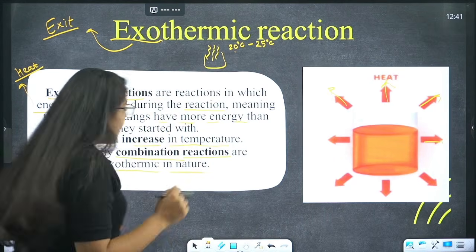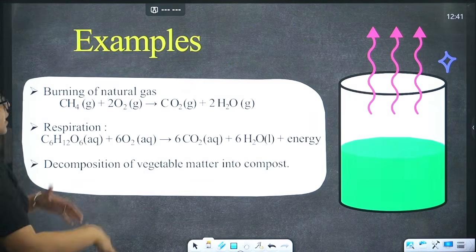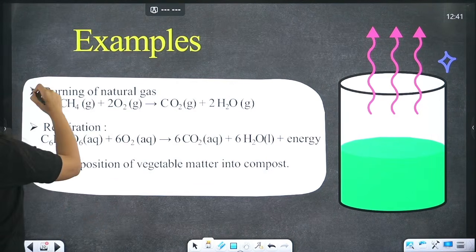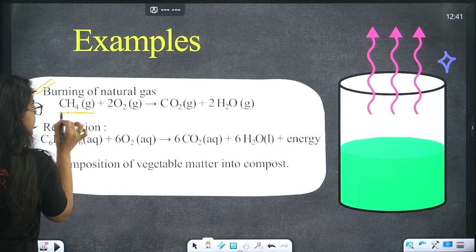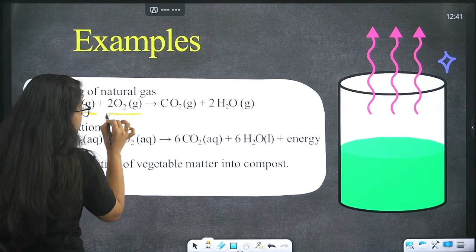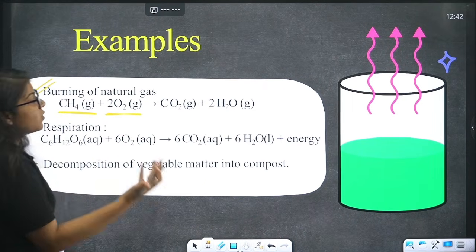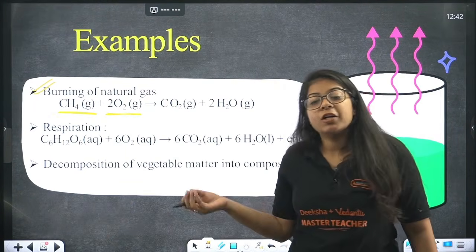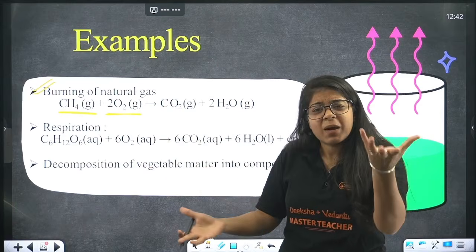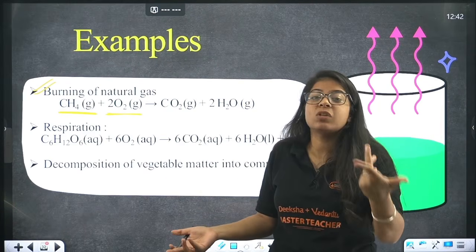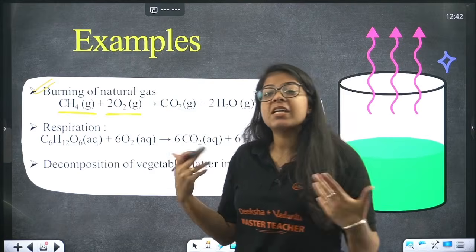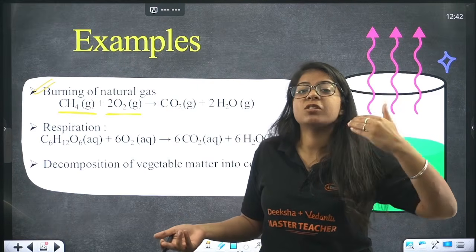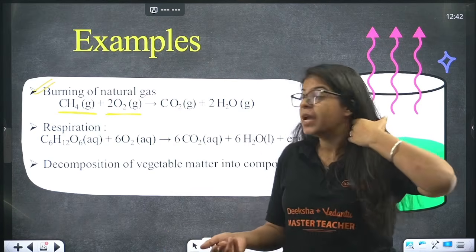Done? Now some examples of exothermic reaction. First is burning of natural gas. Natural gas is CH4. It burns with oxygen, giving carbon dioxide plus water, and it also gives heat. Burning means exiting of heat, exothermic, right? Similarly, respiration. Our body is continuously doing the process of respiration, which we studied in life processes, right? So what is happening?